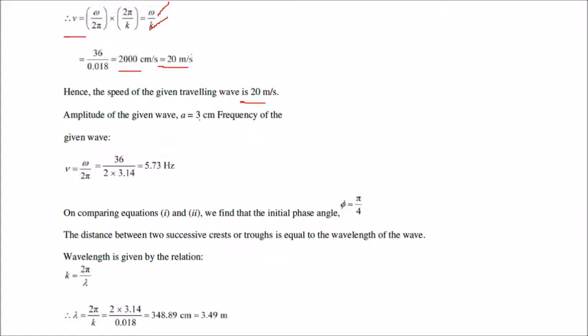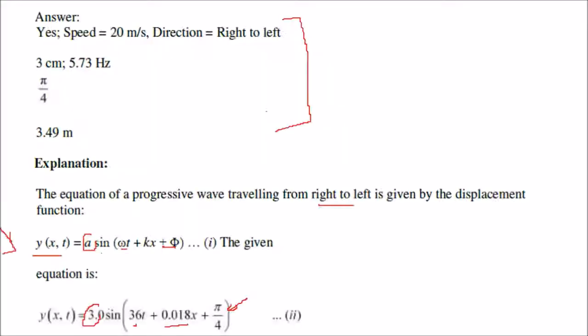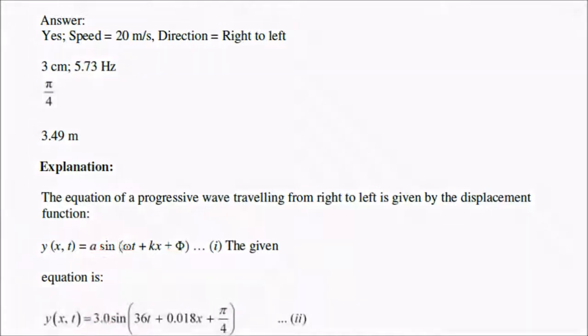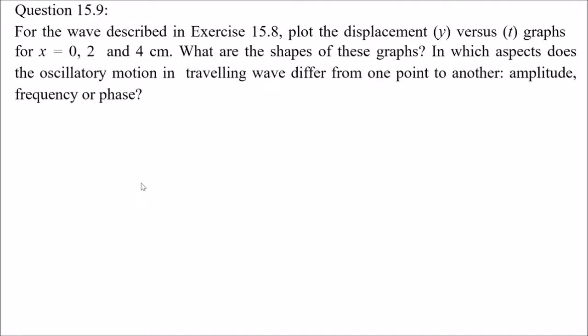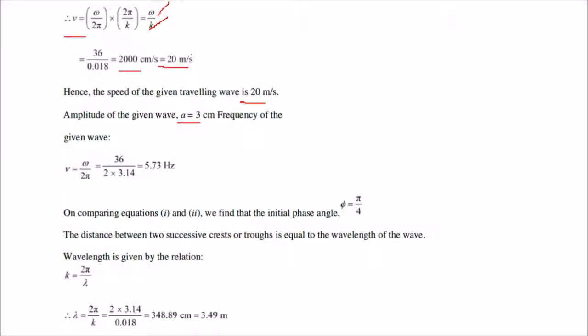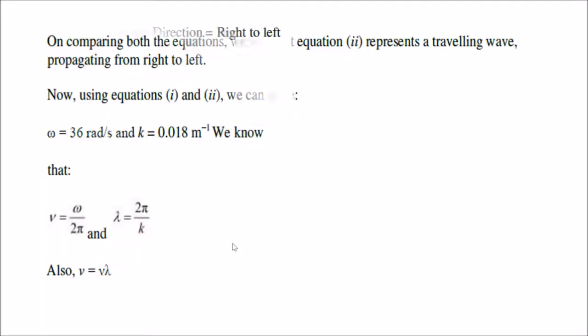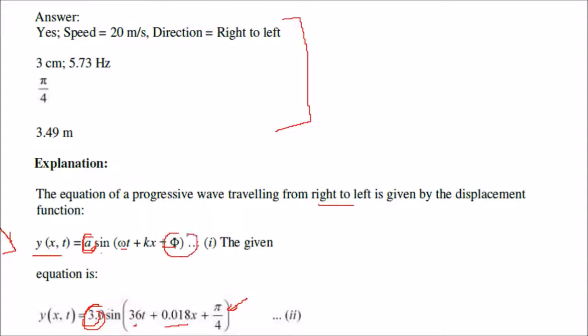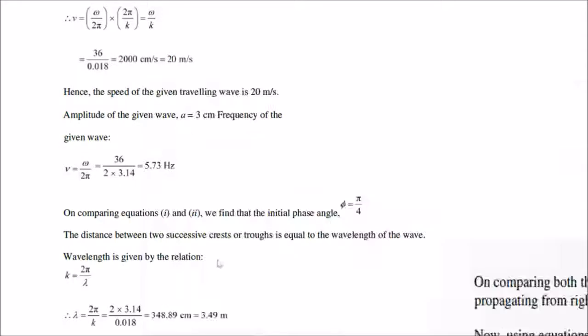The amplitude of the given wave, as you compare with the equation, this is amplitude. So amplitude is 3. Now the frequency of the given wave will be what? Frequency, which I just told you about, is omega by 2 pi. Omega is 36 as you compare with the actual equation, 2 into pi, 2 into 3.14. This is 5.73. Now when you compare these 1 and 2 equations, we also found out that phi is pi by 4. Let me tell you again. What is this phi? Phi is this pi by 4. So here phi is pi by 4.